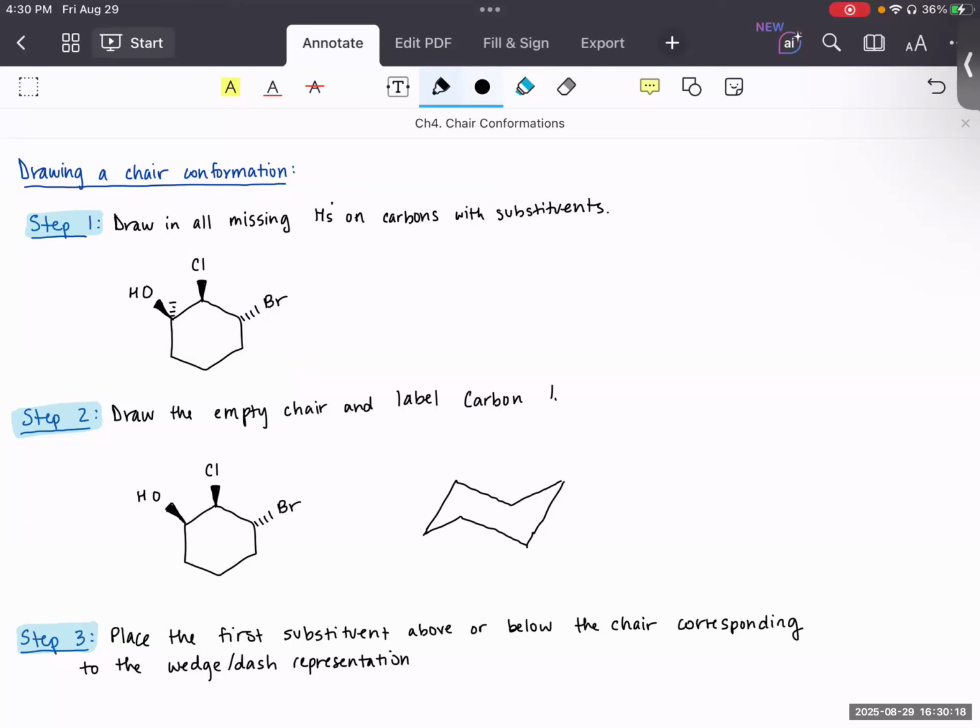Here we have this hydroxyl group, so we're going to add in a dashed hydrogen there. This chlorine carbon also has a dashed hydrogen here. And then we have a wedged hydrogen next to this bromine here.